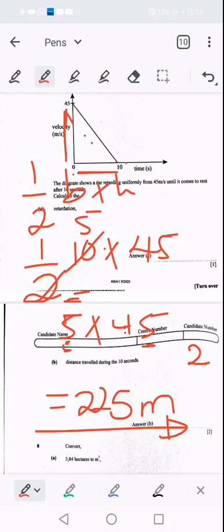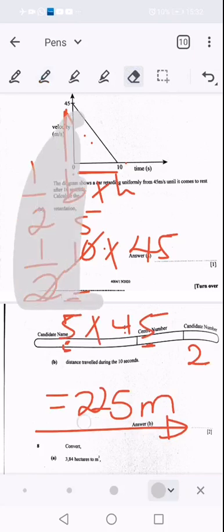Tarira kuti shape iripo ichi kana iri trapezium, you are going to use the area of a trapezium. Kana iri rectangle, you are going to use the area of a rectangle. Anditi? That's it. Then next question.